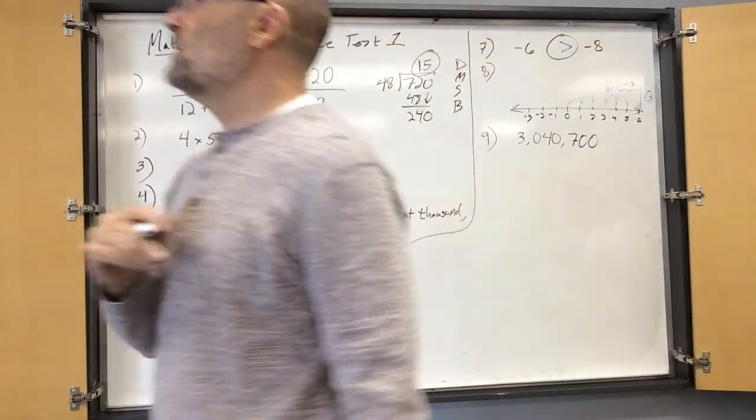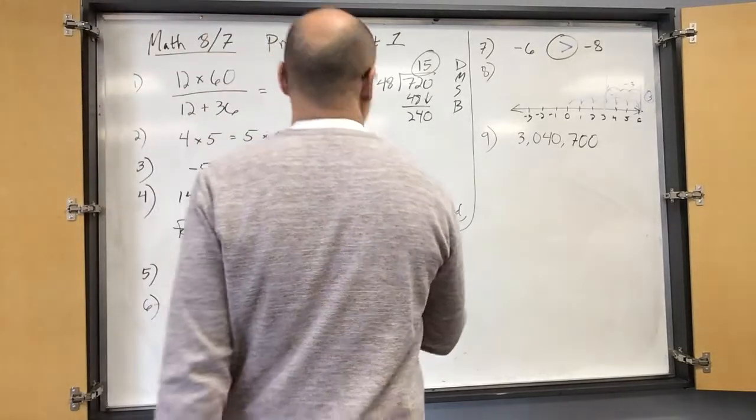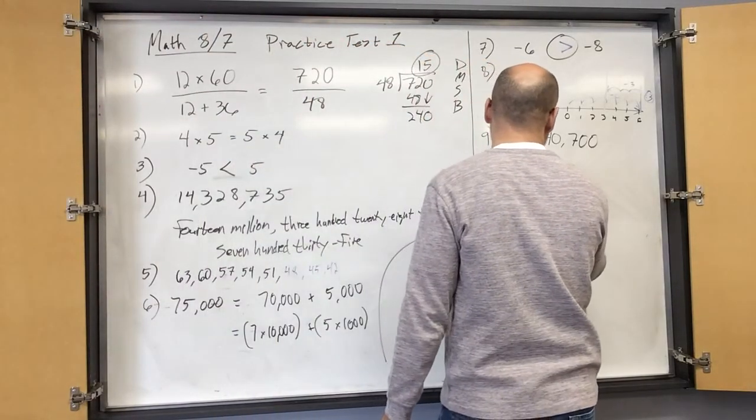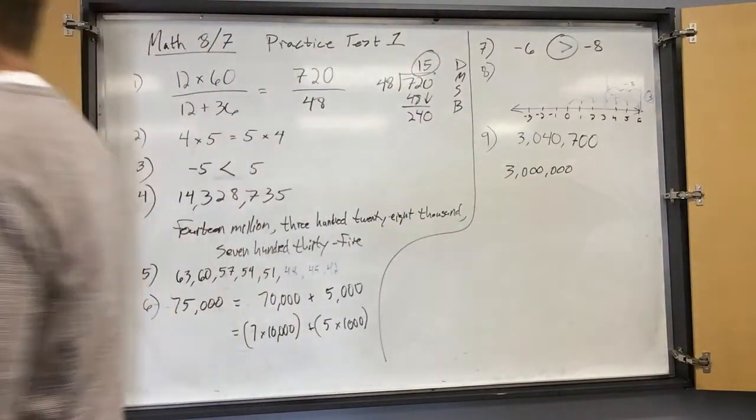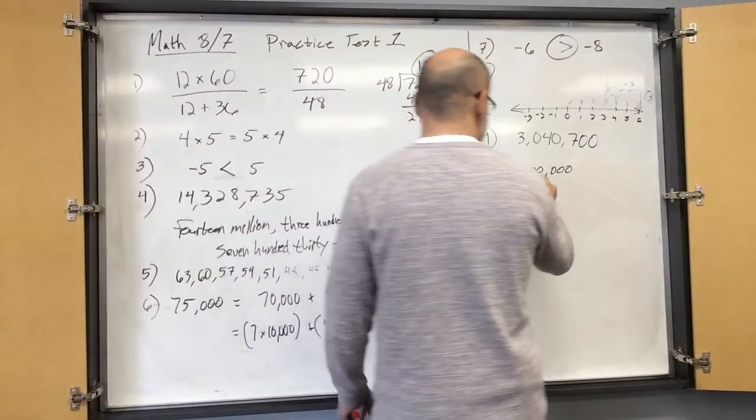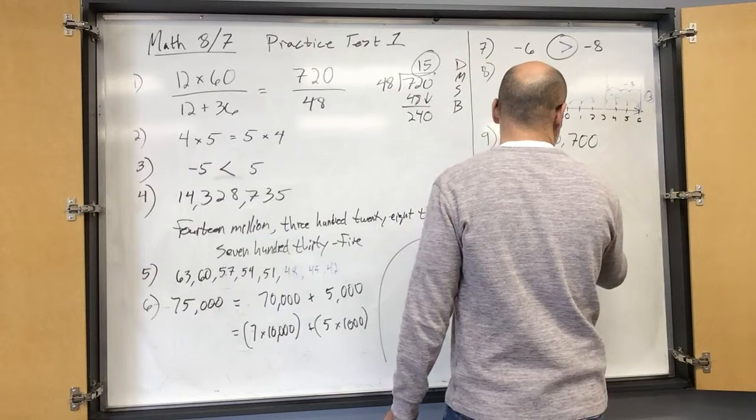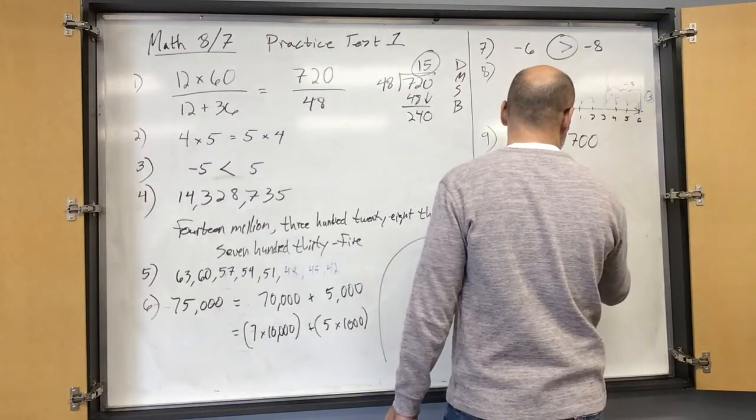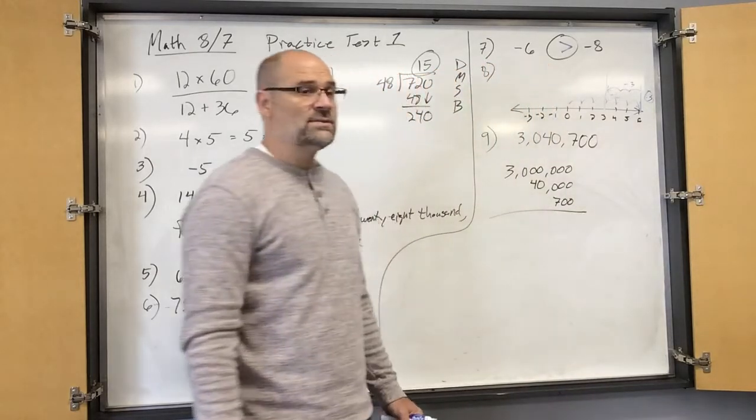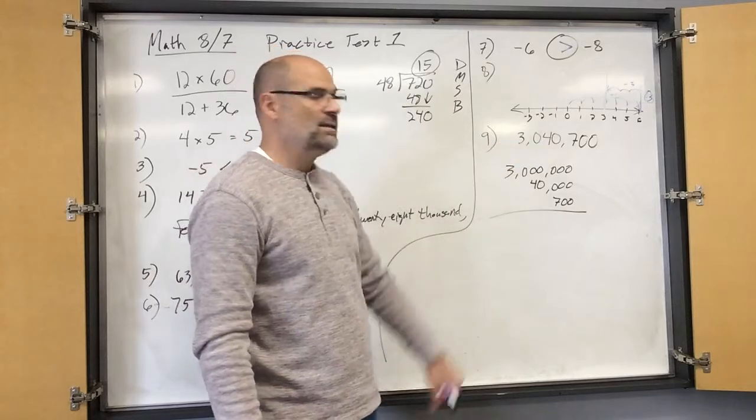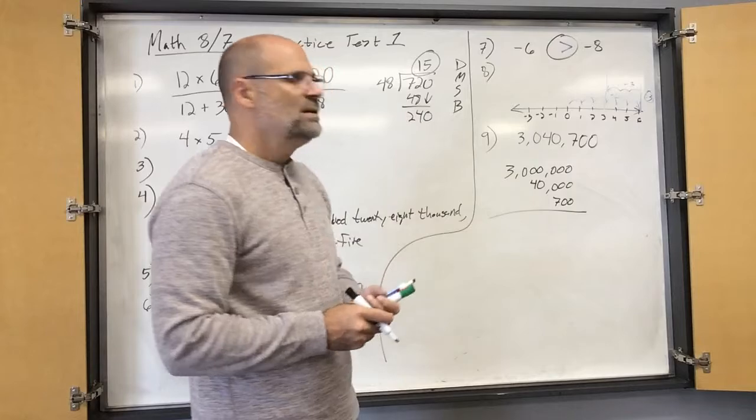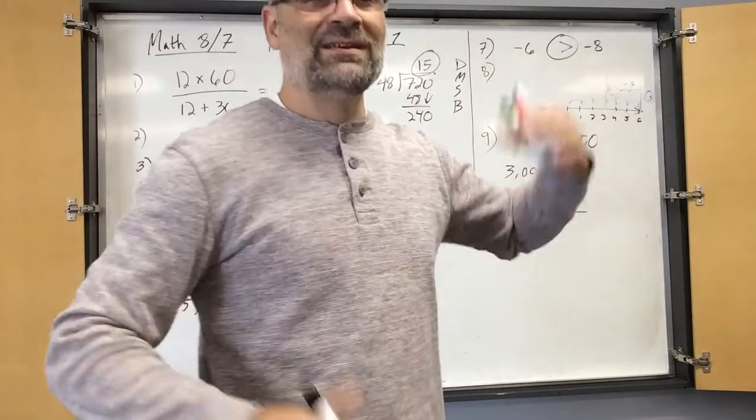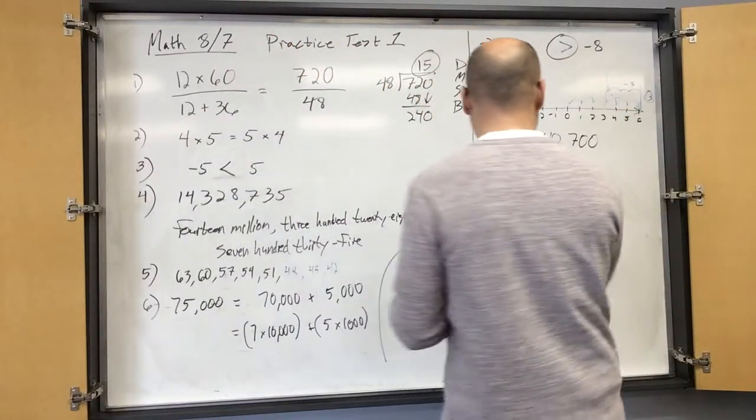The other way you could do it is you could say 3 million. If this is confusing to you, you can write 3 million, add it to 40,000, and add that to 700. So if you add those together, what are you going to get? You're going to get that number. So if you're confused by it, then you can always do that. And you probably only have to do that once or twice, and then you're going to get it.